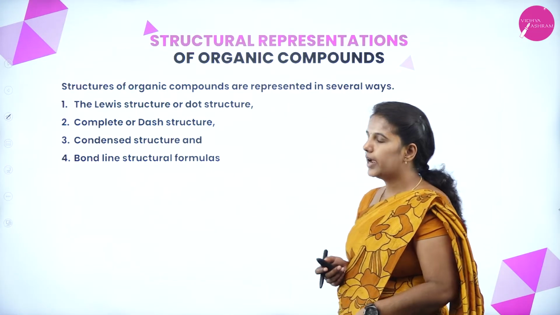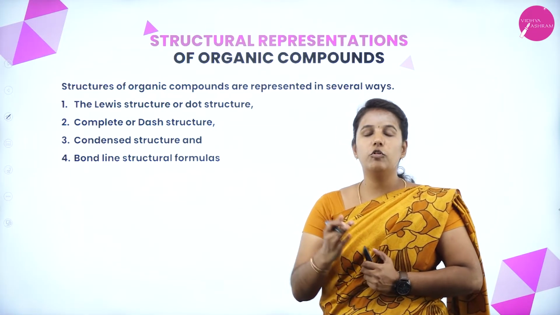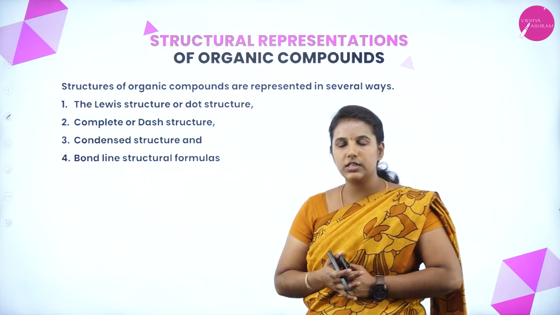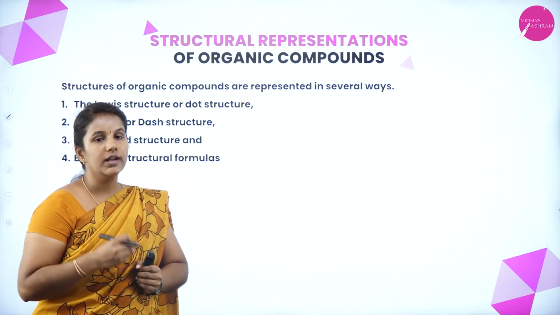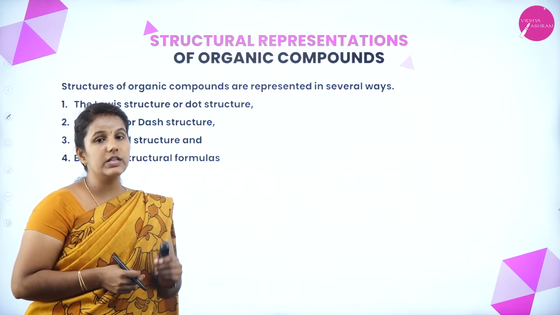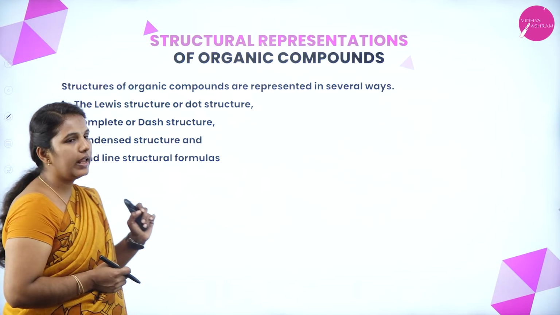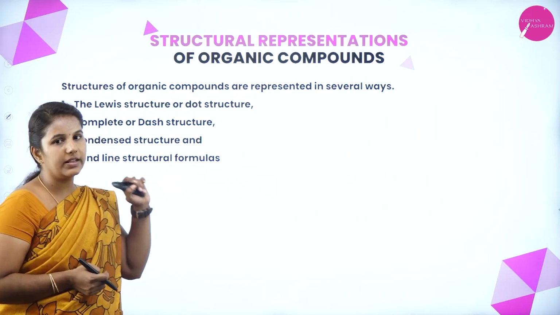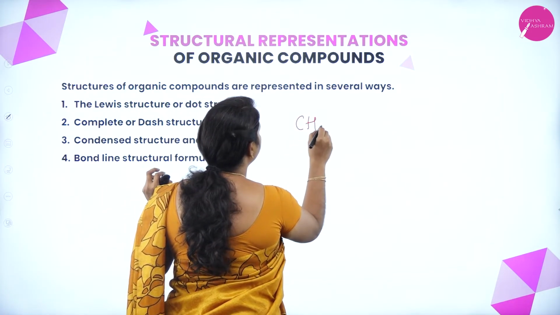Next we are going to understand the structural representation of organic compounds. There are 4 ways to represent an organic compound. One is the Lewis dot structure, second is the dash structure, third is the condensed structure, and the last is the bond line structure. Let us see how we represent with the Lewis dot structure. Okay. This was first discovered by Lewis. Suppose I want to write it for methane.